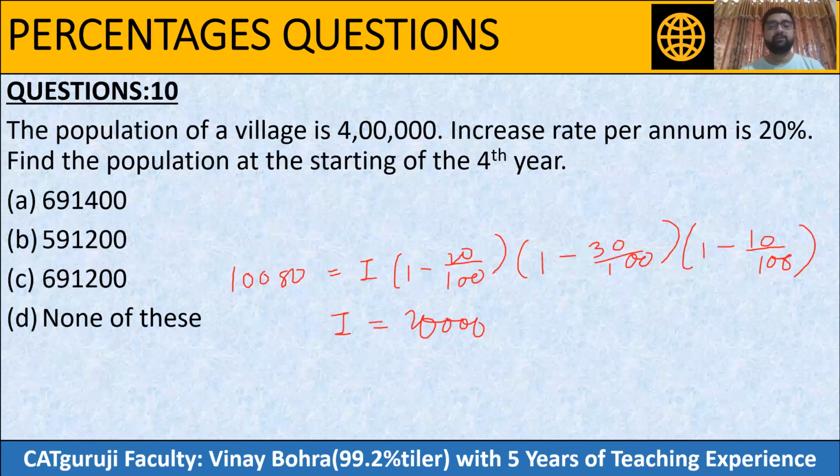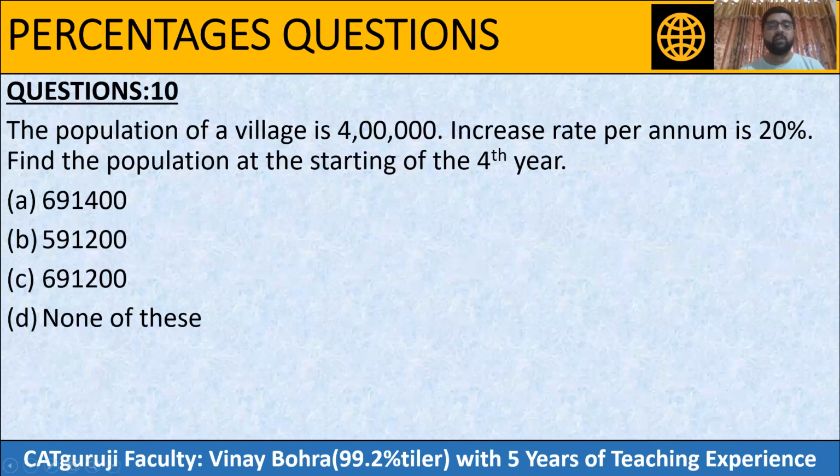Let us see this one. It is given that the population of a village is 4 lakh. Its increase per annum is 20%. Find the population at the start of the third year. That means we need to find it after 3 years. So 4 lakh into 1 plus 20 by 100, raised to 3.